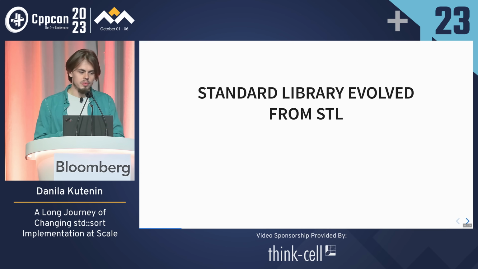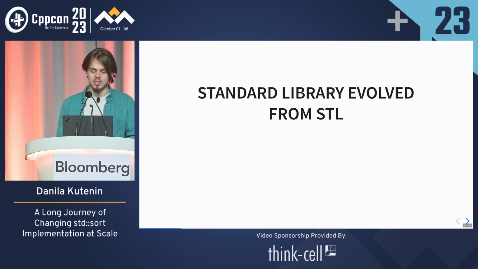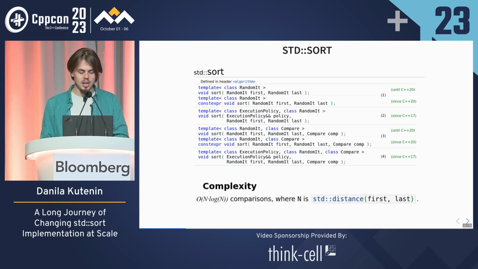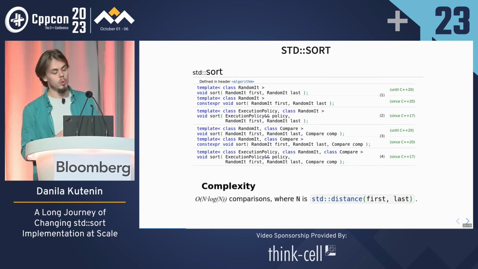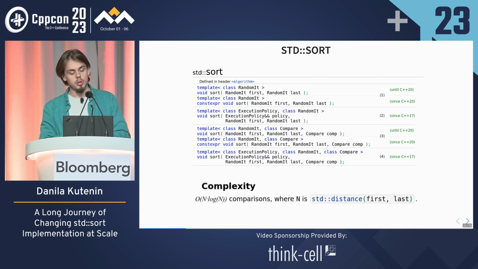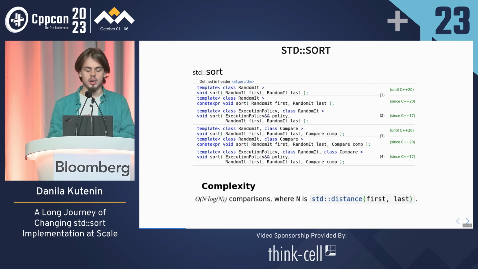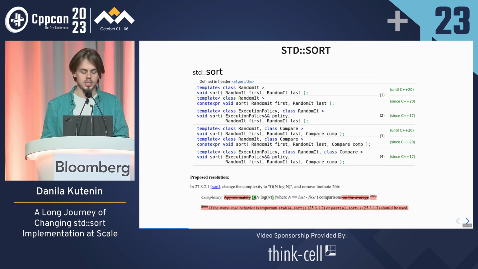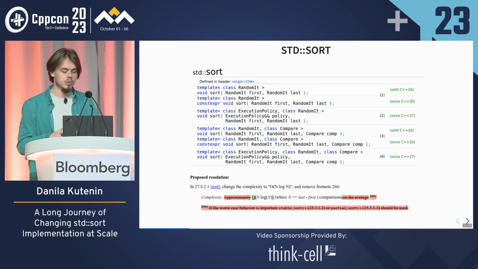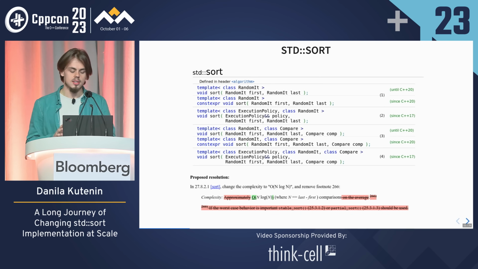Okay, but the standard library evolved from STL. So STL is kind of a notion of the standard template library. Now we call it just the standard library of C++. And we have the following definitions for them. So the sorting can take 2 arguments, can take 3 arguments, and the only restriction is that it should have n log n comparisons. This actually hasn't always been the case. So for some time it was n log n comparisons on average, but in C++11 it was changed to have worst case scenario n log n.